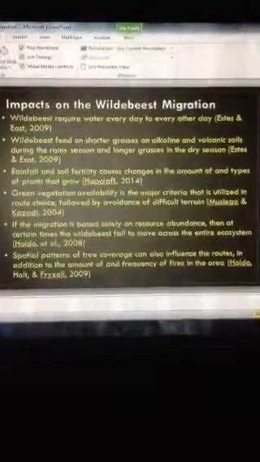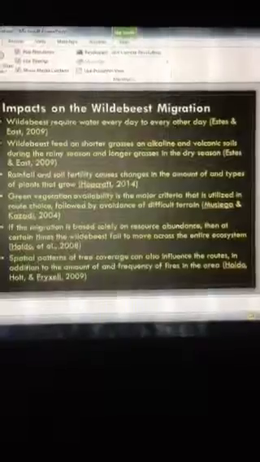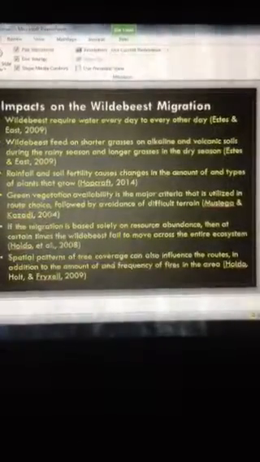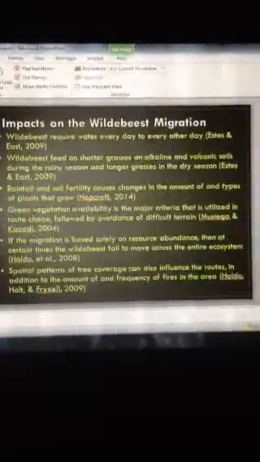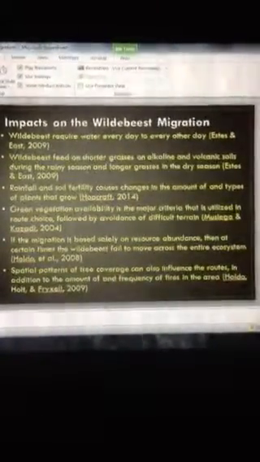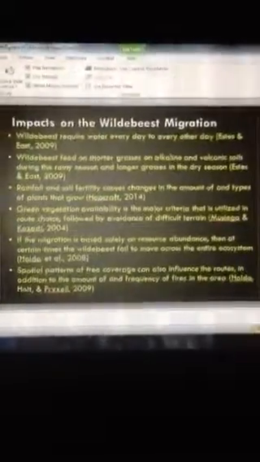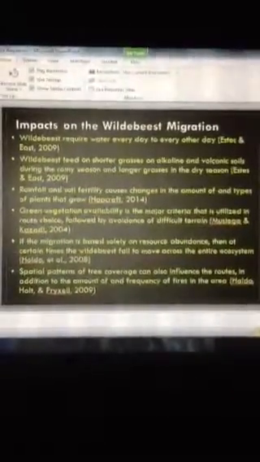Green vegetation is the main criteria that affects where the wildebeest will migrate and the routes that they choose, followed by avoidance of difficult terrain. If the migration is based on resources, and if the current trends continue, then wildebeest are going to fail to move across the entire ecosystem. In addition, tree coverage is also a huge factor, which is linked to the amount of fires and the frequency of fires across the savanna.